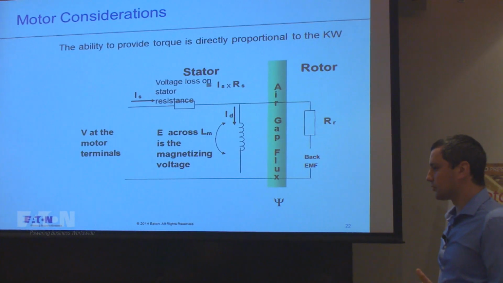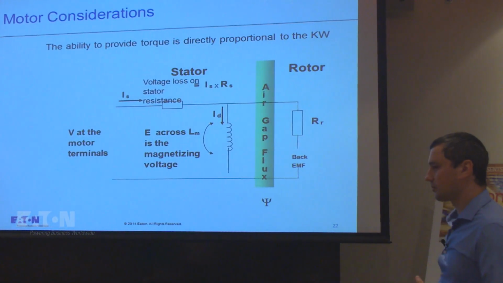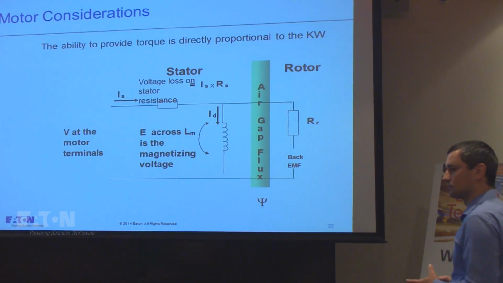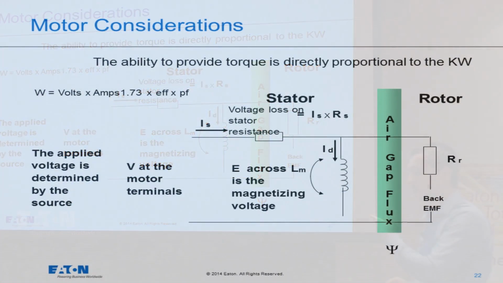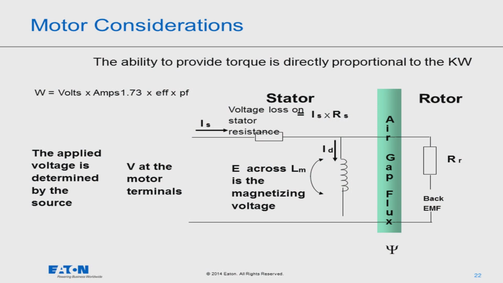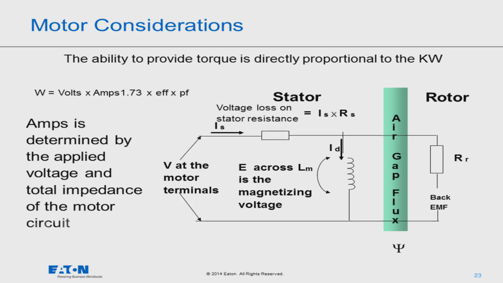For us, the ability to produce that torque is going to be proportional to the wattage, okay? This is the formula, remember, for the wattage: volts multiplied by amps, times 1.73, efficiency and power factor, okay? And the applied voltage will be determined, of course, by your source, okay? The amps are going to be determined by your total voltage and the total impedance of the motor circuits.